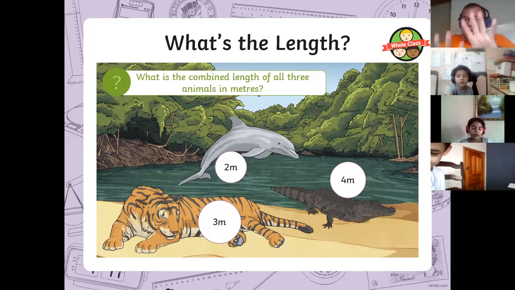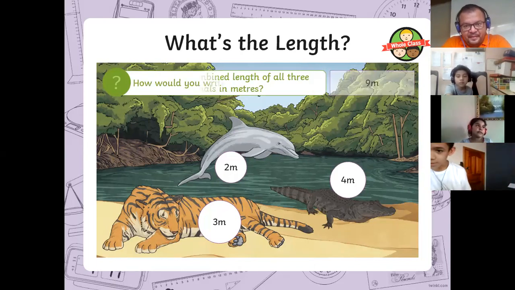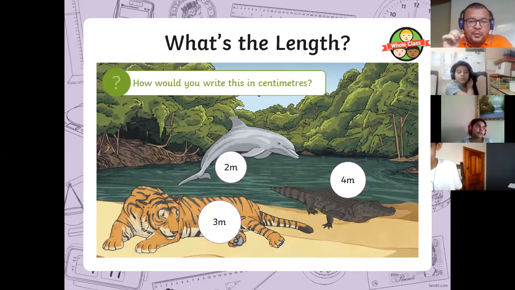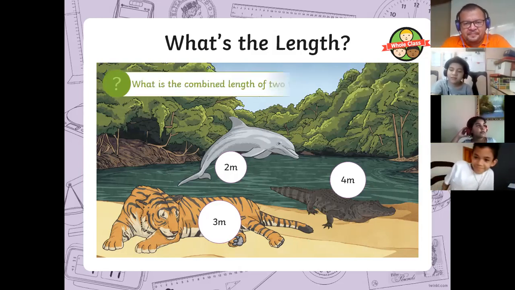9 meters. How will you write this in centimeters? 900 centimeters.